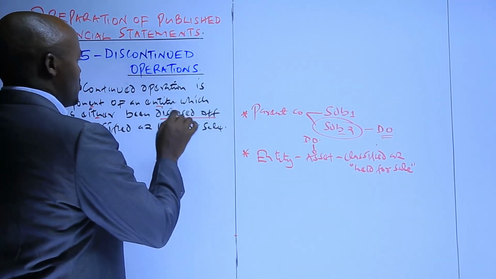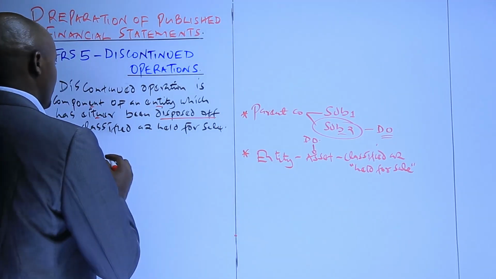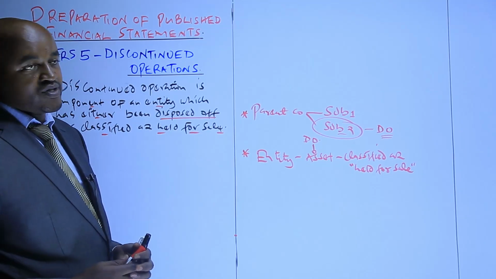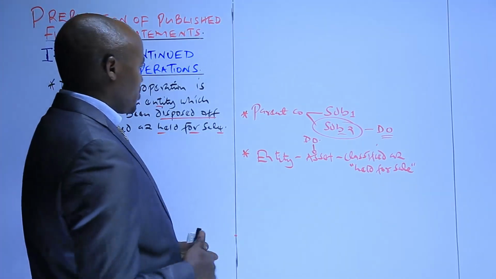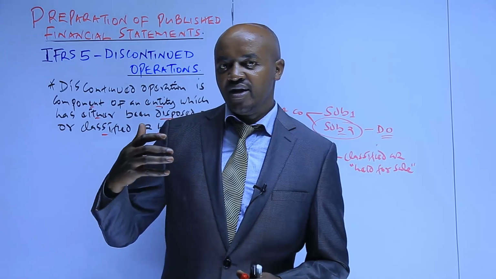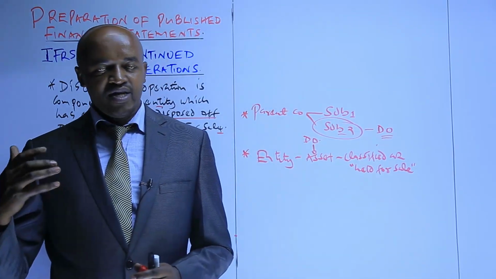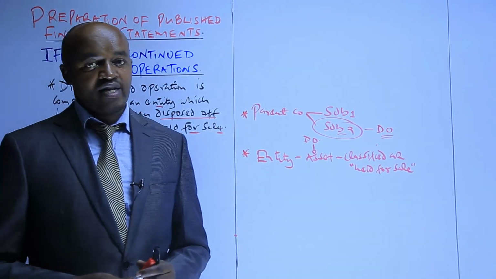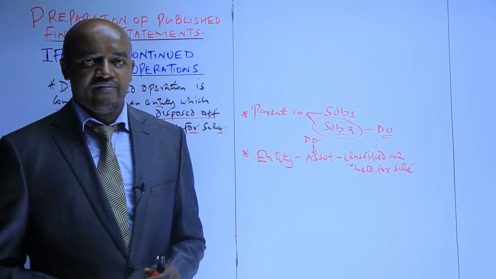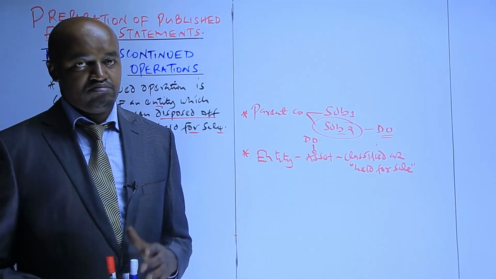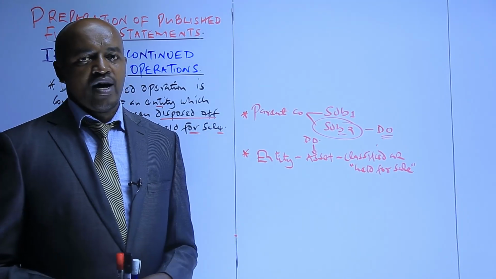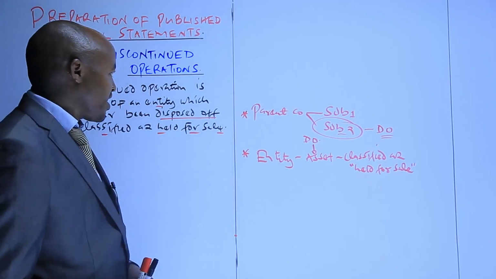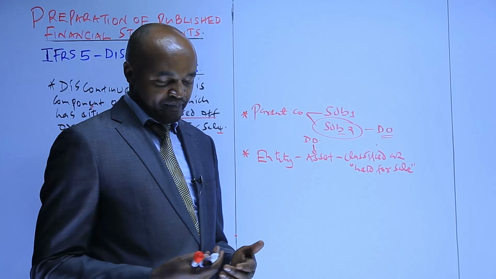That's why we are saying it is a component of an entity which either has been disposed of, or has been classified as held for sale. Now, these components which have either been disposed of or classified as held for sale should be accounted for in accordance with IFRS 5. IFRS 5 lays down the rules and principles to be applied by an organization in accounting for the discontinued operation.